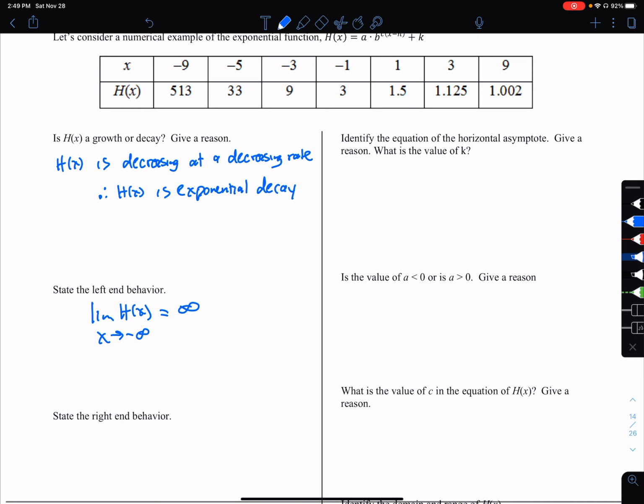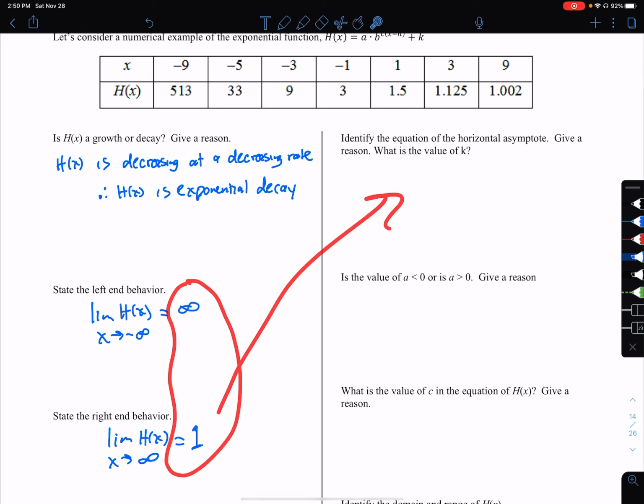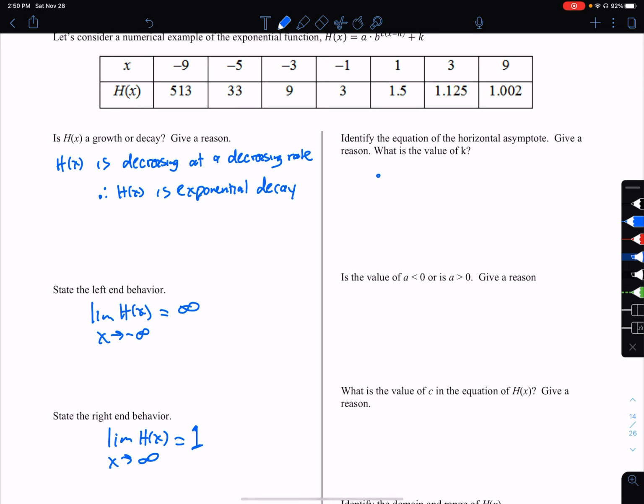State the right end behavior. Well, that is what is the limit of h of x as x approaches positive infinity. As we go to the right, it looks like these numbers might be getting closer to 1. We don't know that for certain, but it sure looks like it. If the right or left end behavior is approaching a number, that's what the value of k is.